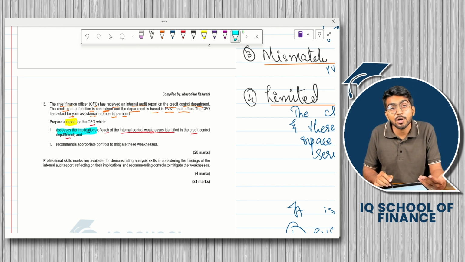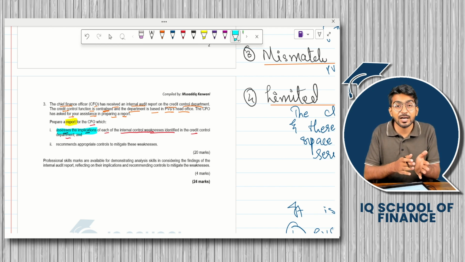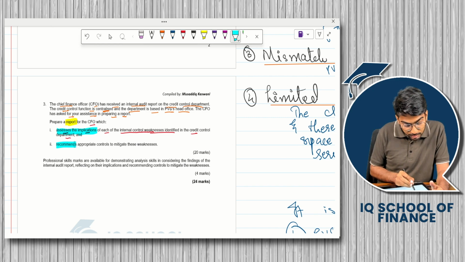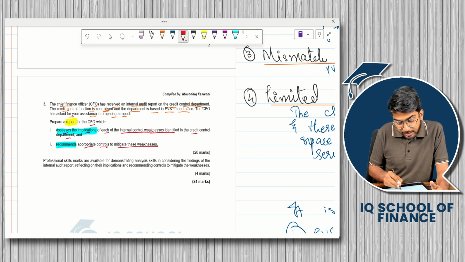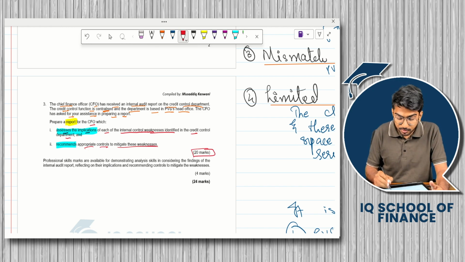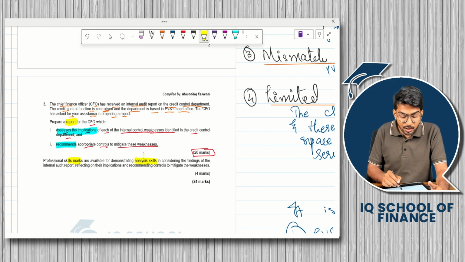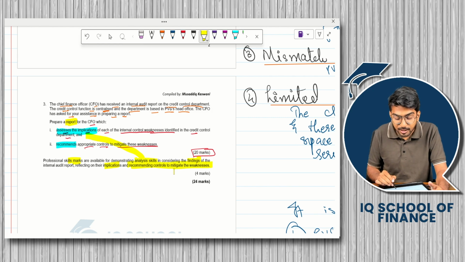We have to assess what the implication will be, like if the control weakness is identified, how it will impact our business, how it will create a problem for us, for our business growth, revenues, profit, customers, anything. And the other thing is to recommend appropriate controls to mitigate these weaknesses. Overall we are given 20 marks, and along with that, professional skills marks are available for demonstrating analysis skills, because we have to assess the implications considering the findings of the internal audit report, reflecting their implication and recommending the controls to mitigate the weaknesses.